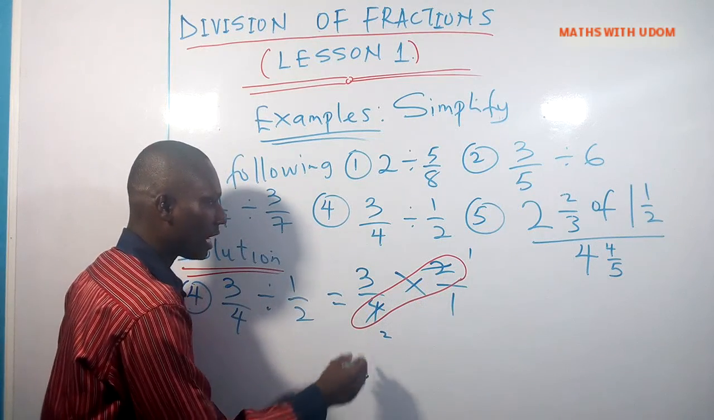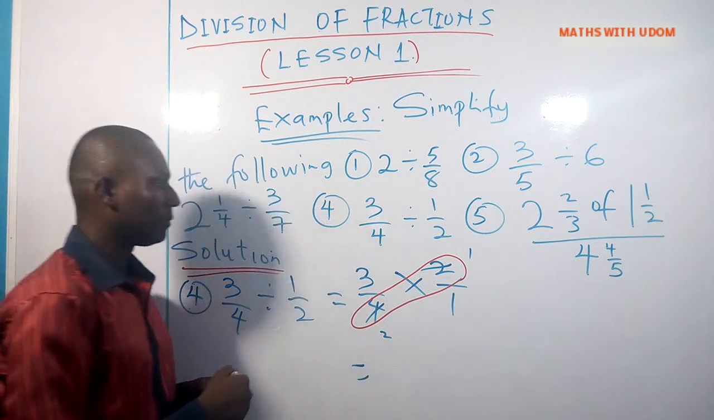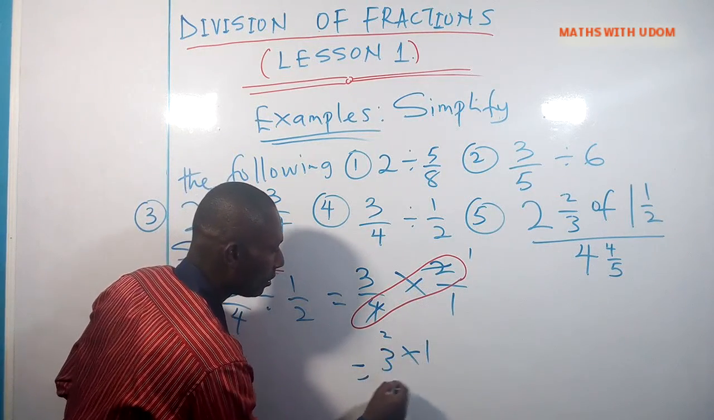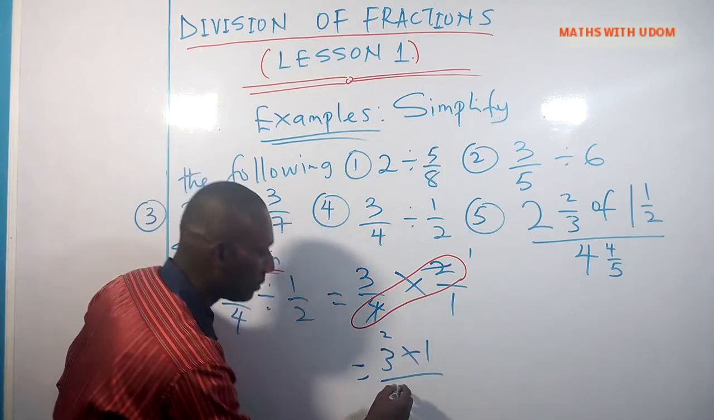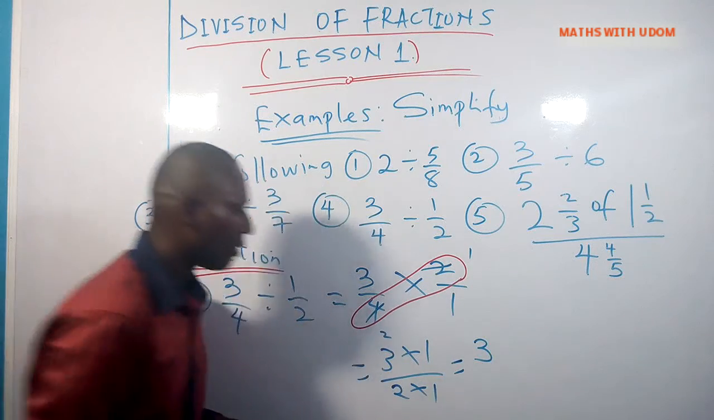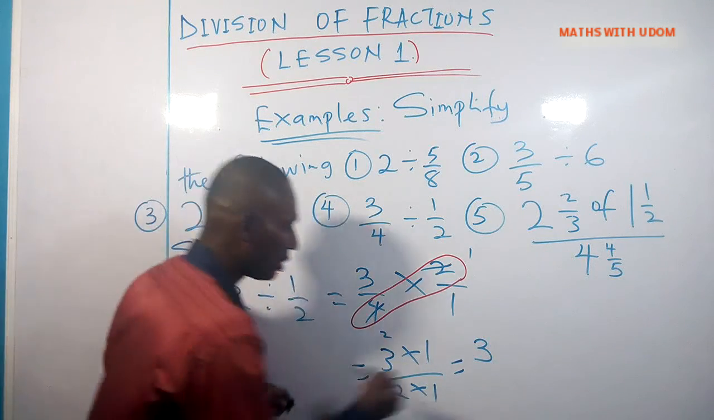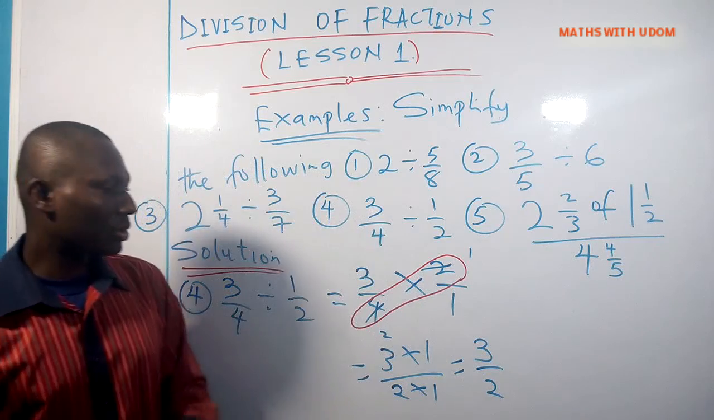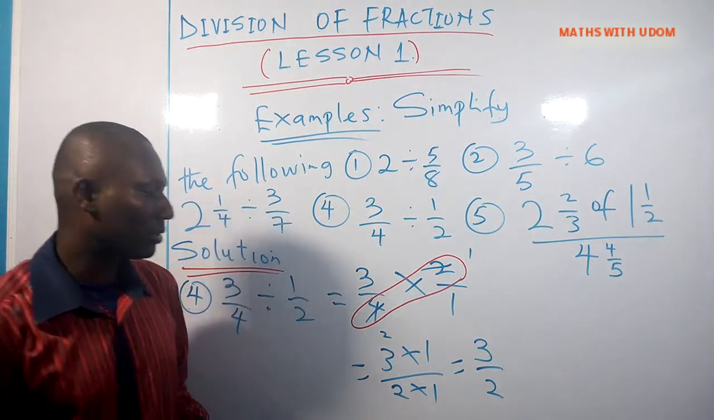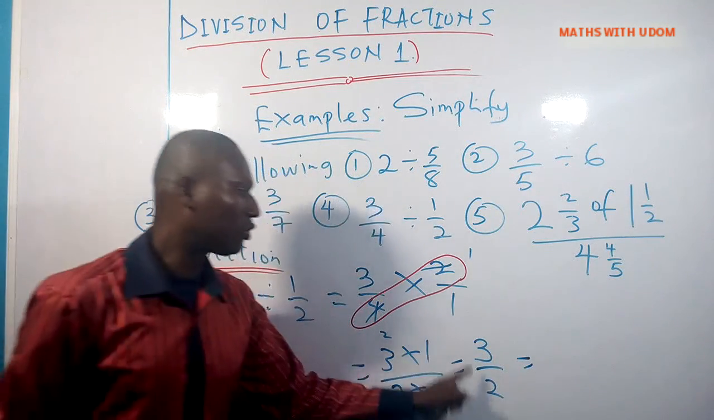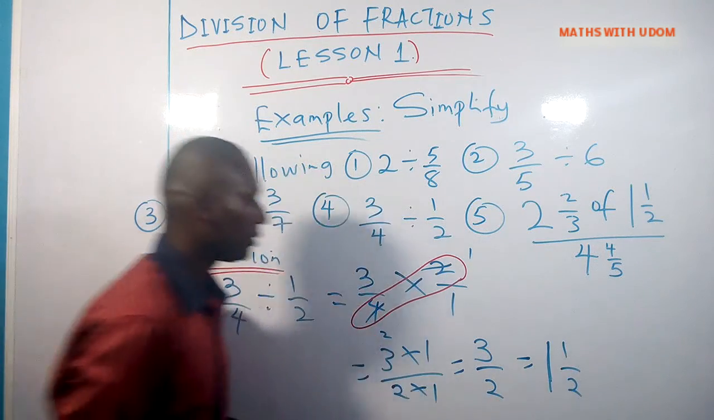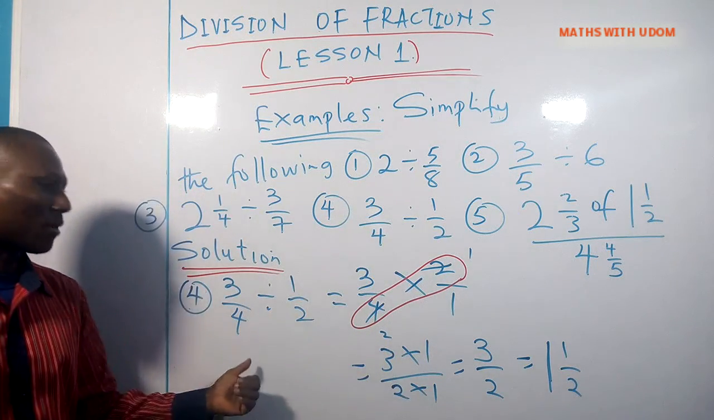So at the end of the day, we have 3 times 1 divided by 2 times 1. So 3 times 1 is 3, while 2 times 1, our denominator, is 2. So this is what? An improper fraction. We convert it into a mixed fraction. And that will give us what? How many 2 in 3? 1. So 1 whole number, 1 over 2. And that will be the answer for our number 4.